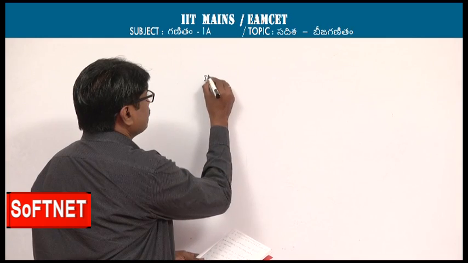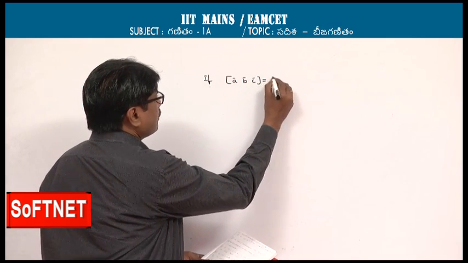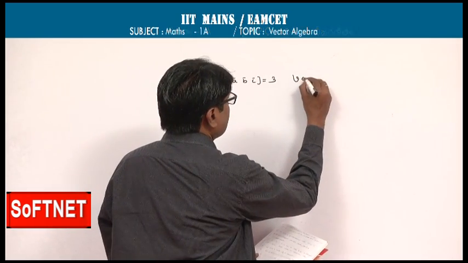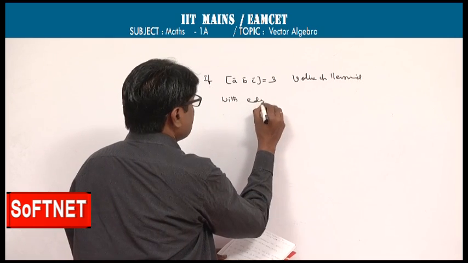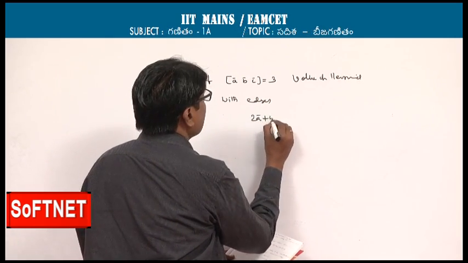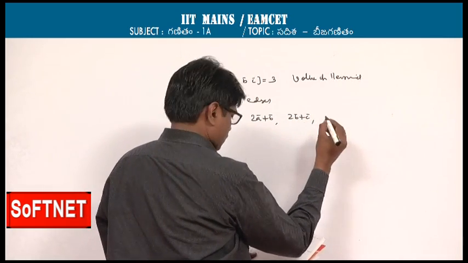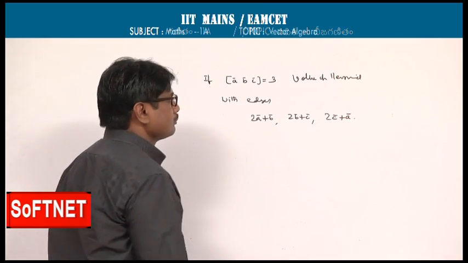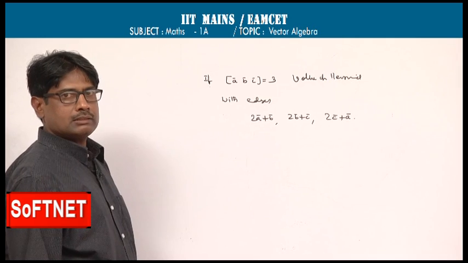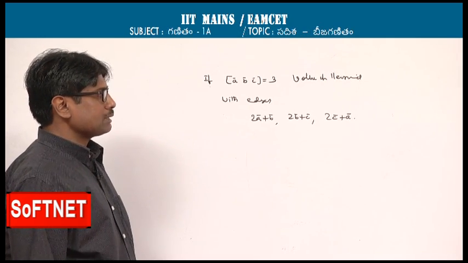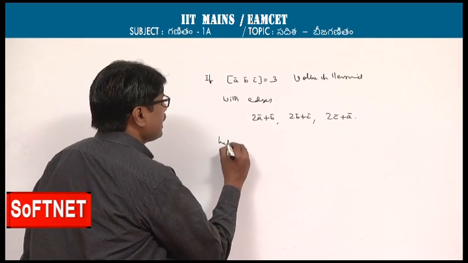On the triple product, generally this type of problem is given. If box of A bar, B bar, C bar is equal to 3, then find the volume of the parallelepiped with edges 2A bar plus B bar, 2B bar plus C bar and 2C bar plus A bar. Box ABC is equal to 3.